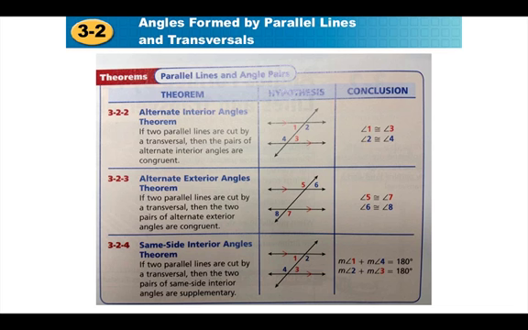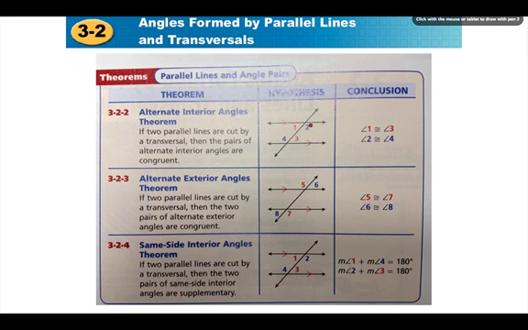This is the next set of theorems. If you cannot read this part of the video, you can just open the book and find the page that has these theorems. Here's what it says for 3.2.2, the alternate interior angles theorem: if two parallel lines are cut by a transversal, then the pairs of alternate interior angles are congruent. So 1 and 3. 3.2.3, alternate exterior angles theorem. Same hypothesis, then the two pairs of alternate exterior angles are congruent.